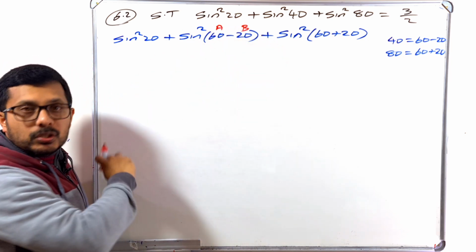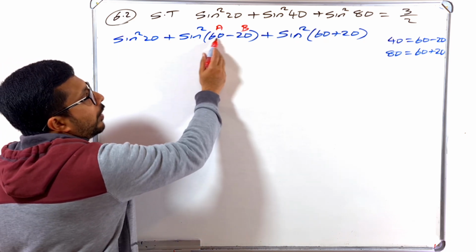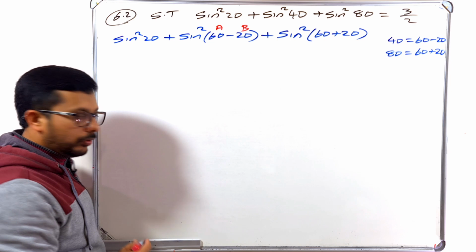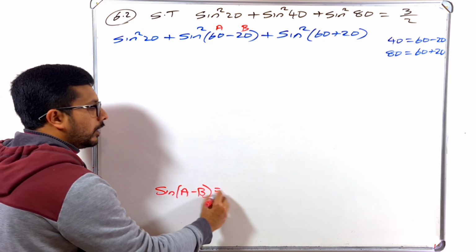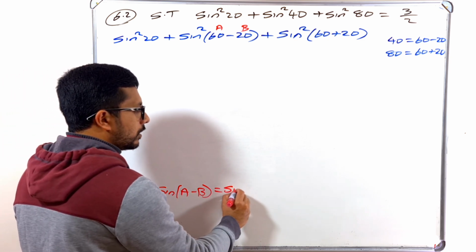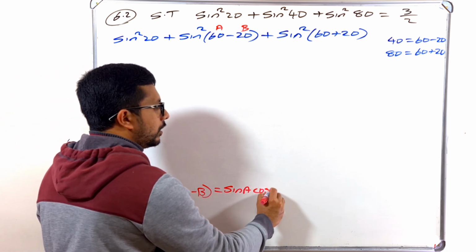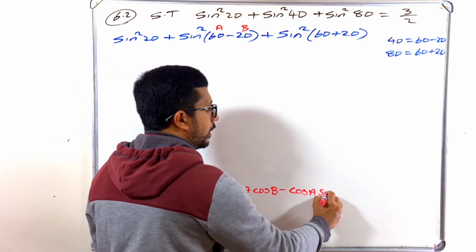Okay, leave that sine square, we can square it later. Look at this one: sine of a minus b. You studied an equation like this. Sine of a minus b is equal to, what is the equation? How many of you remember? Sine of a minus b is sine a cos b minus cos a sine b.